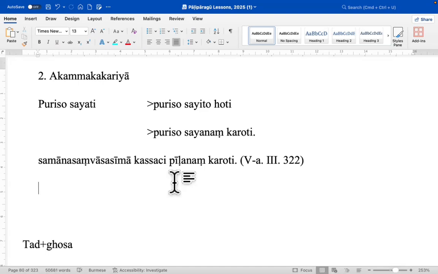Action. Yes, it's like here, Sayanang karoti. So in this sentence, for example, the man himself sleeps. In this sentence, the subject is Sima. It's not a being, a human person. So here, the human person is Kasaji. That Sima consecration hall makes oppression of someone. That means that Sima oppresses someone.